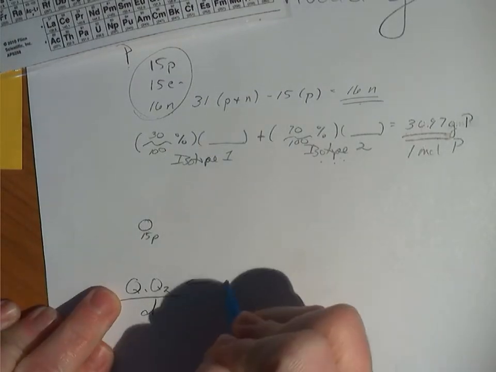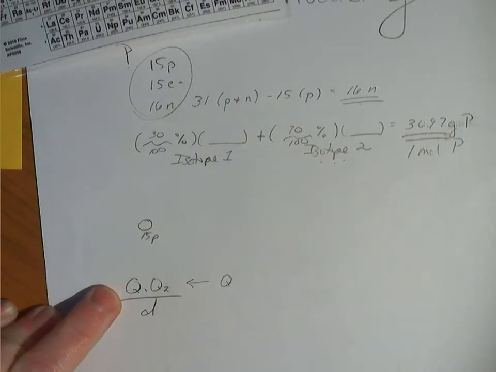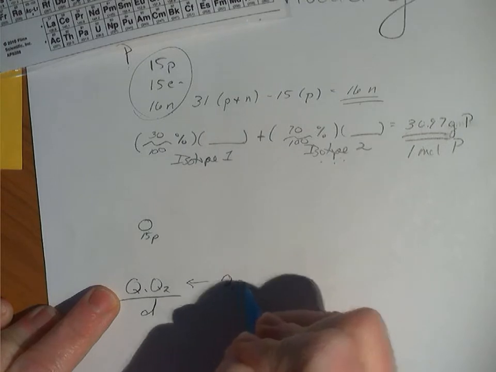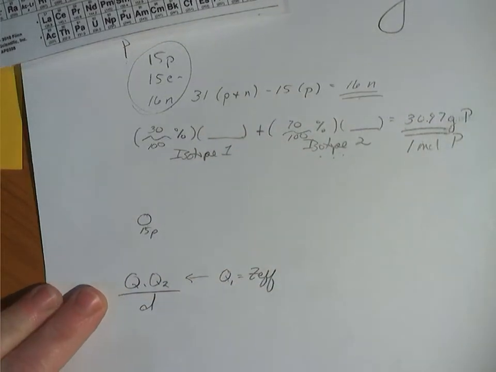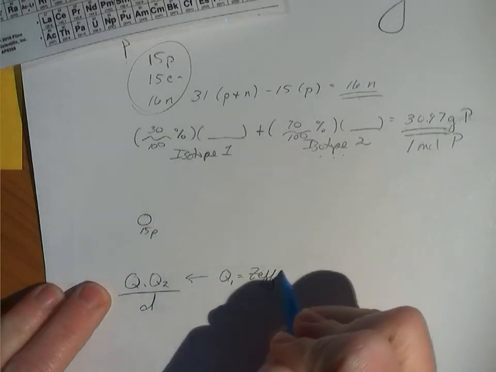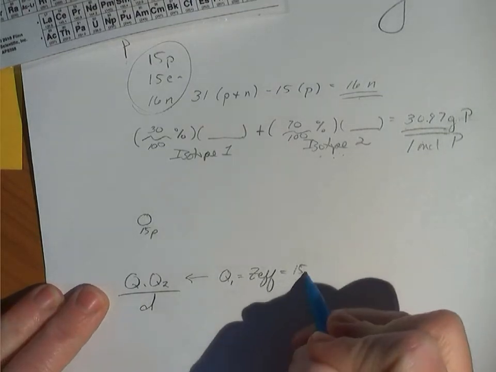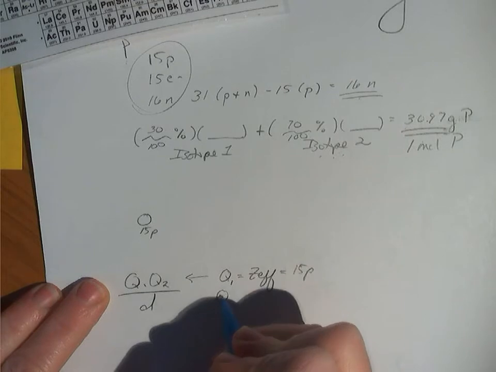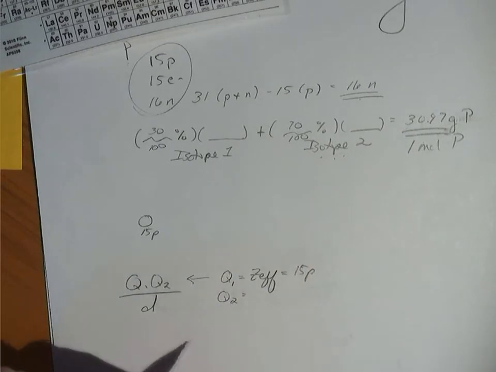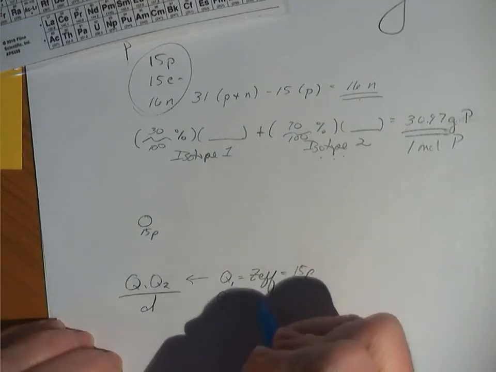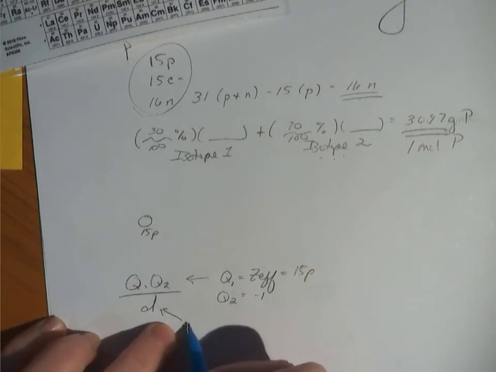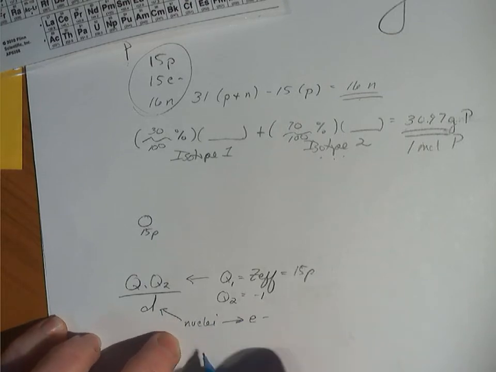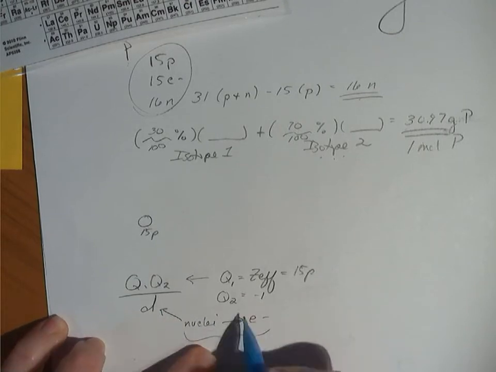So for phosphorus, either the Q1 or the Q2, it doesn't matter, would be our effective nuclear charge, nuclear strength, and that is the number of protons. And then Q2, if we're talking about an individual electron, well, that would just be -1. And then this would be the distance from the center of the nucleus, really, to wherever that electron is.